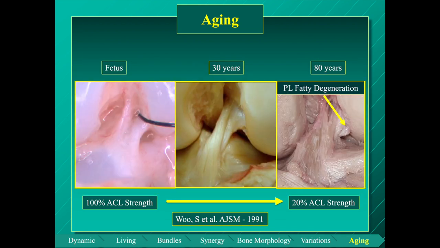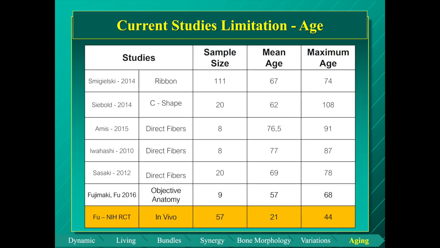Cadaveric studies help visualize this further, with the vascular fetal ACL maturing in the adult stages of life, while becoming weaker and more friable in late life. These findings have particular implications for biomechanic, anatomic, and histologic studies that aim to draw conclusions based on cadaveric models.